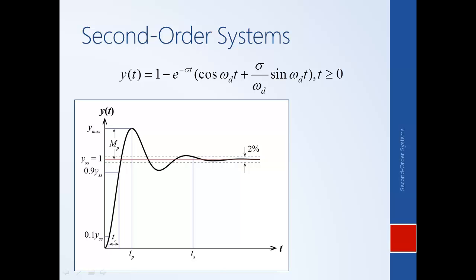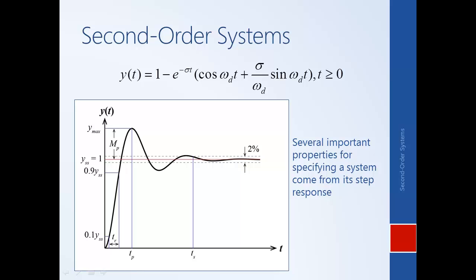Looking at this, there are several important properties for specifying a system that come from its step response. And these parameters, omega d and sigma, or zeta and omega n, relate to these parameters of this step response that has this sort of shape, similar to how k and tau related to the shape of a step response for a first order system.